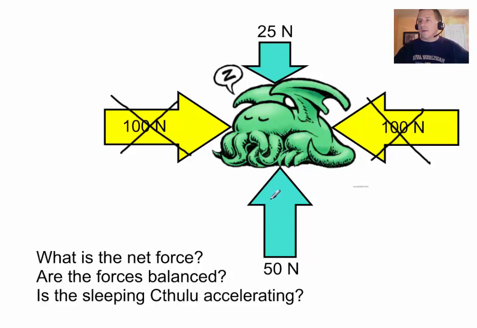We deal with the different directions differently. Going down, he's got 25. Going up, he has 50. So what is the net force on the Sleeping Cthulhu? Going up, it is 25 newtons. Are the forces balanced? 50 versus 25? No. Is the Sleeping Cthulhu accelerating? Yes, he's accelerating, going up. So is he accelerating? Yes.